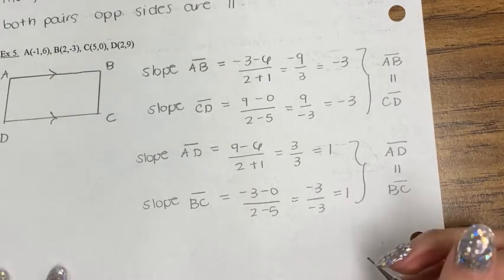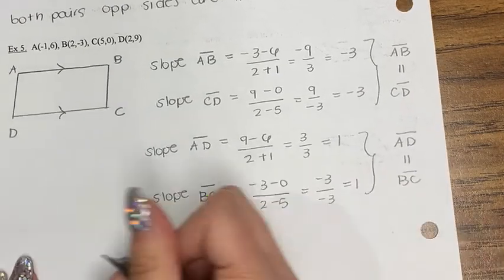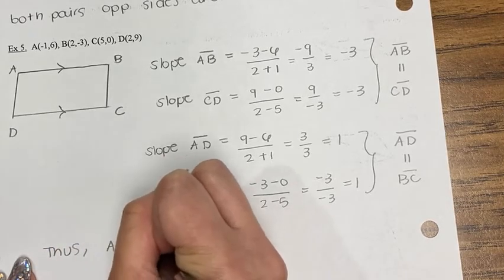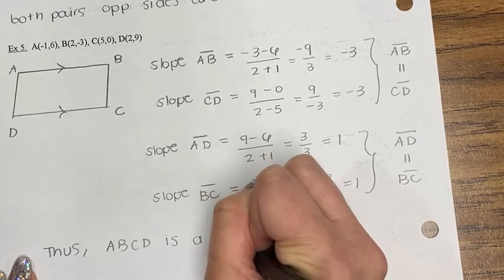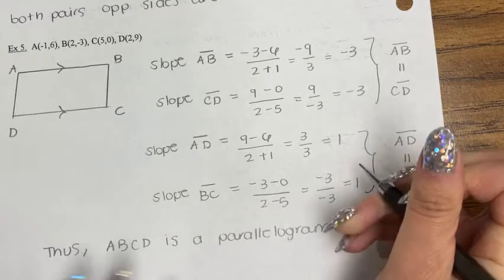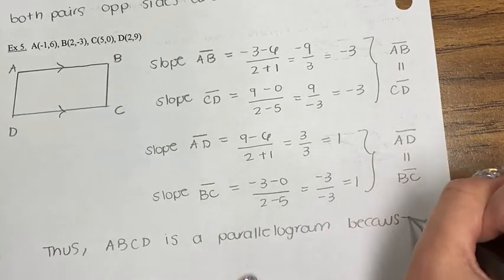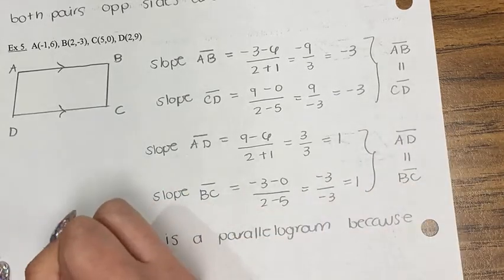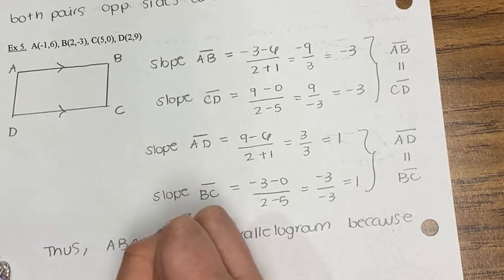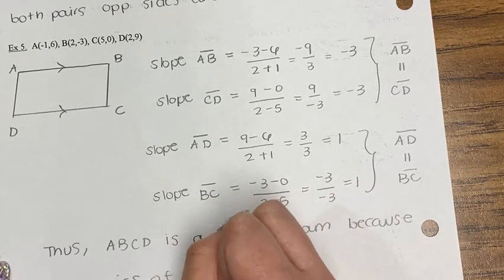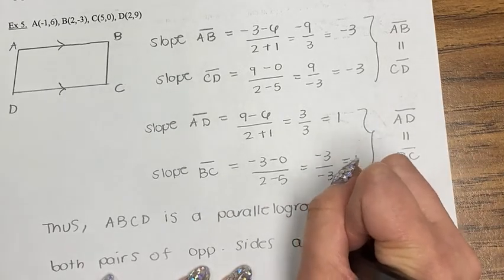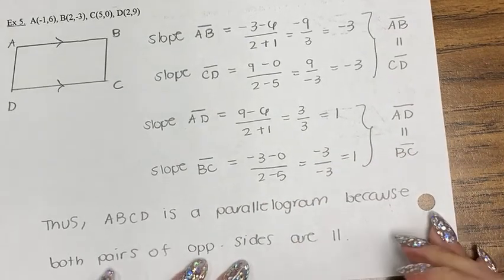With this being said, what do you have here? We are very happy because, thus, ABCD is a parallelogram because both pairs of opposite sides are parallel. And that's it. That's how you can prove it.